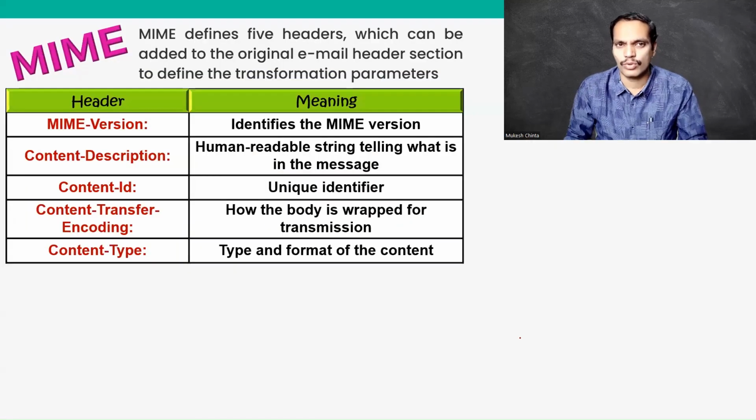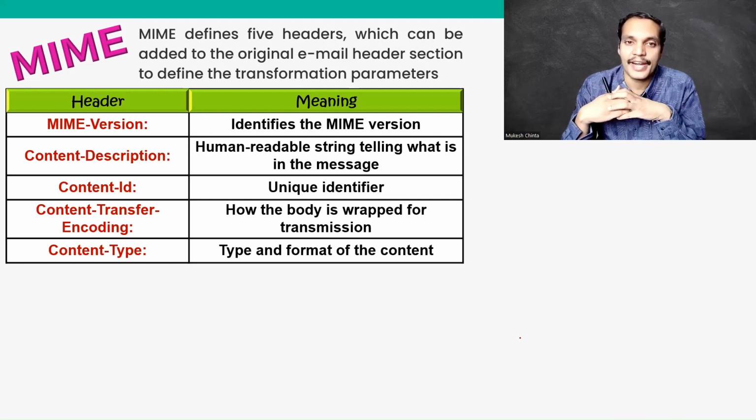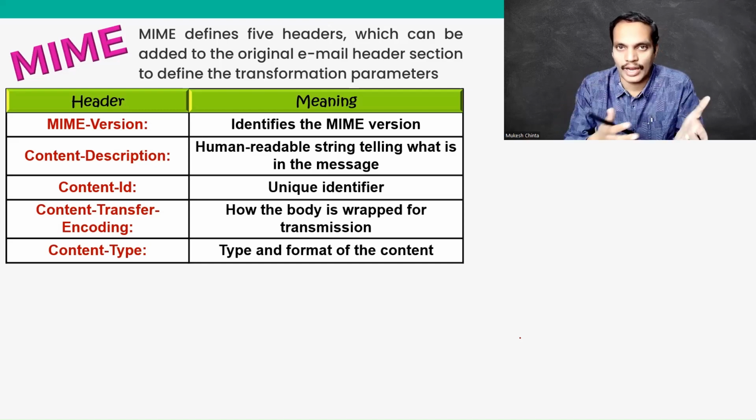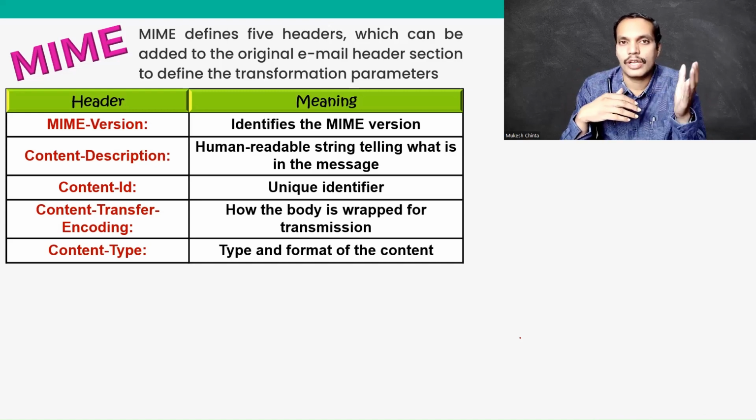Okay. Now, how does it do that? For this conversion to take place, MIME defines 5 headers, which can be added to the original email header section to define the transformation parameters. So if you are sending an email with these extensions, MIME defines 5 different header fields. The first field is pretty simple, the MIME version field, which tells the user agent or the MTA that it is now handling a MIME email. It identifies the MIME version. Right now the version is 1.1.